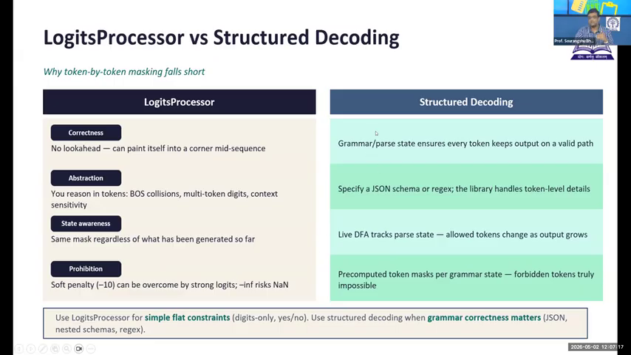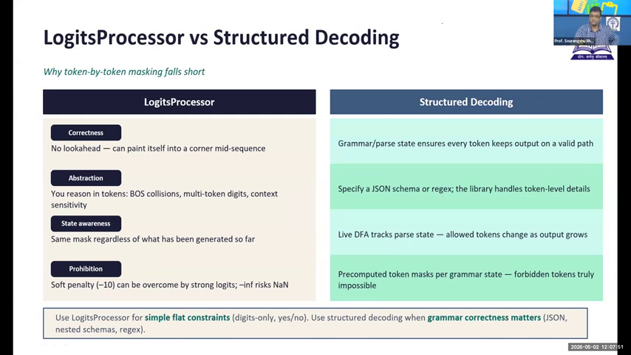What people usually do, for example, when you go to OpenAI structured decoding, and there are other structured decoding libraries also, they don't tell exactly how, but they allow you to decode using a grammar. For example, you can specify a JSON schema, and they would actually generate a complete JSON object.